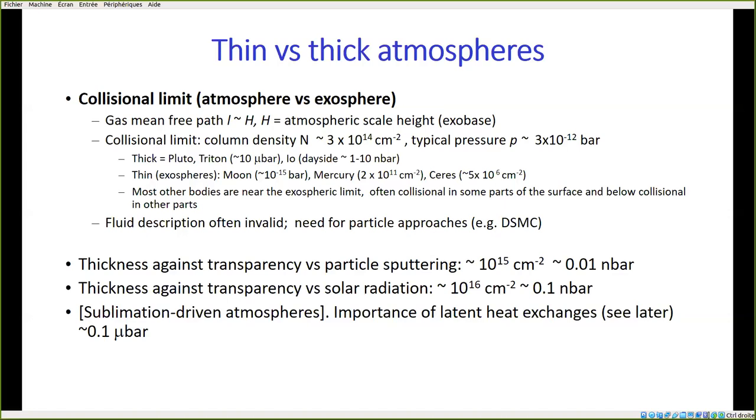And finally, we will discuss later sublimation-driven atmospheres, and here the distinction between thin and thick, as you will see, is related to the importance or not of latent heat exchanges on the heat budget of the surface, and as we will see, the limit is at about 0.1 microbar. So we have here a series of criteria, and of course, against any of these criteria, Mars atmosphere, whose pressure is about 7 millibar, is robustly a thick atmosphere.